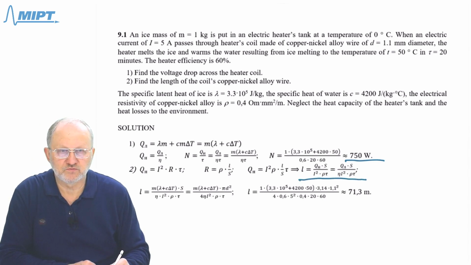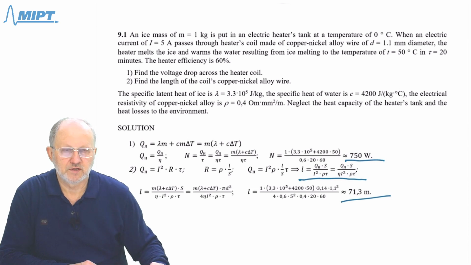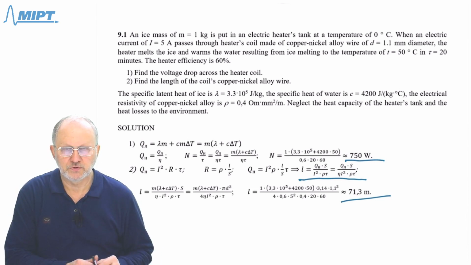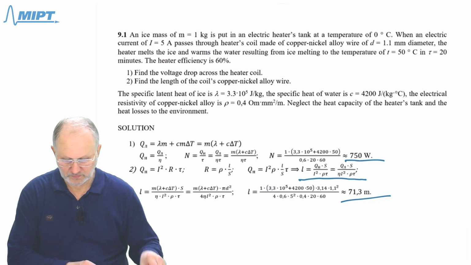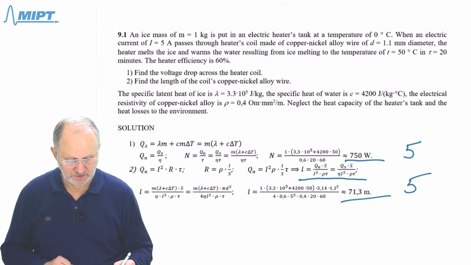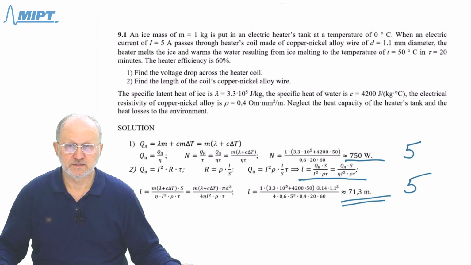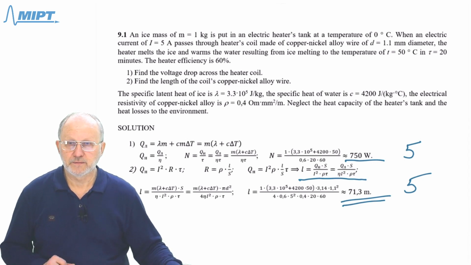All the quantities contained in this formula are given in the problem, and so the calculation gives 71.3 meters. So the first question in this problem is assessed by 5 points. Each student who obtained correct answer to the first question will receive 5 points, and also the second question is assessed by 5 points if you have found the correct length of the wire. So the total number of points for this problem is 10, as well as for any other problem in this academic Olympiad.